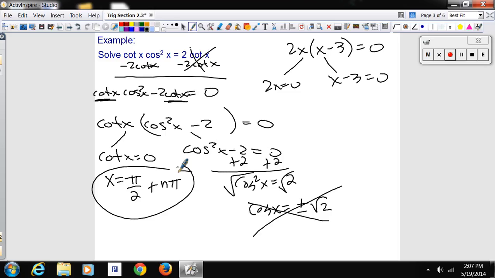If you would have crossed out the cotangents, we'd have lost our answer completely. When you're square rooting both sides, that's when the plus or minus comes in.